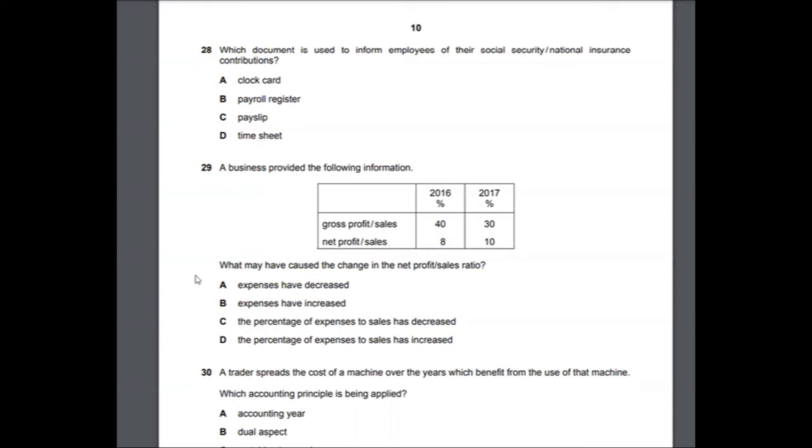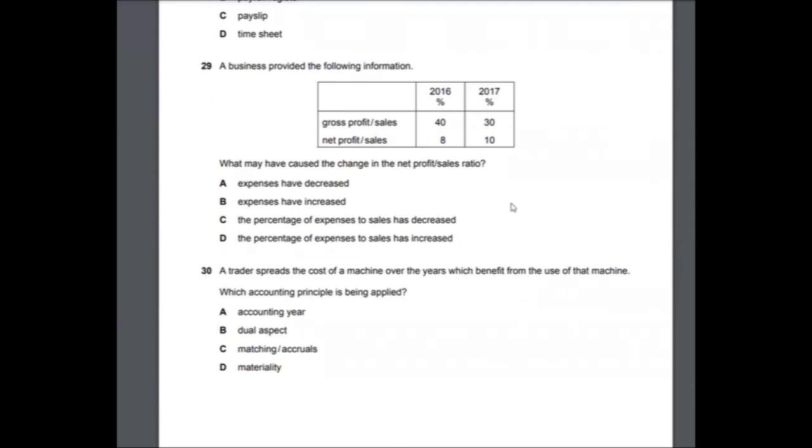So what is in between? It's the expenses. Gross profit minus expenses gives you the net profit, right? So net profit over sales has gone up. What has happened? The percentage of expenses to sales has decreased, right? So the expenses have decreased in this case. So the correct answer to multiple choice 29 is actually option C.